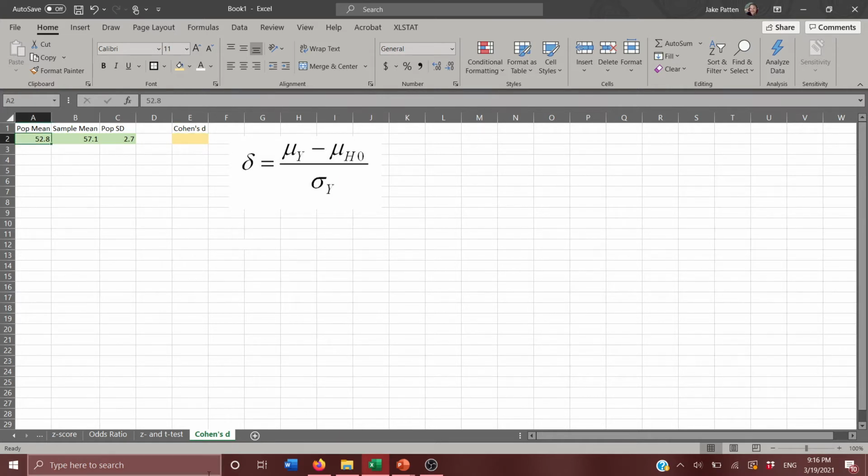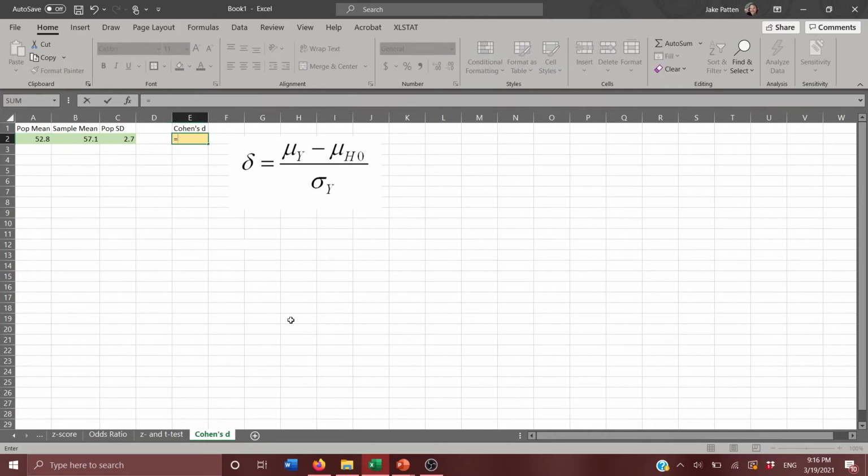Actually, you know what? I'm going to change these values. Nope. We'll change them later. Let's just do it as is. So an equal sign. We always start with an equal sign. Let's do some open parentheses. And we're going to take the population mean minus the sample mean. Close our parentheses. And now that we've got that phrase together, we can put that over population standard deviation. Go ahead and hit enter. And we have a Cohen's D of 1.59.